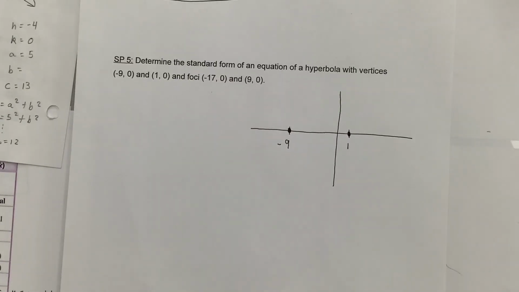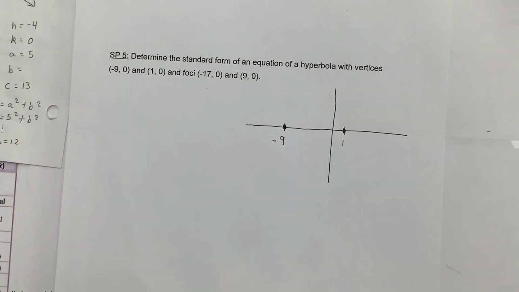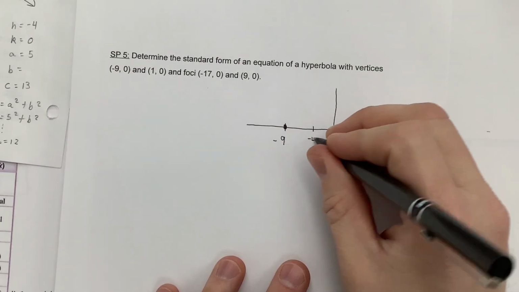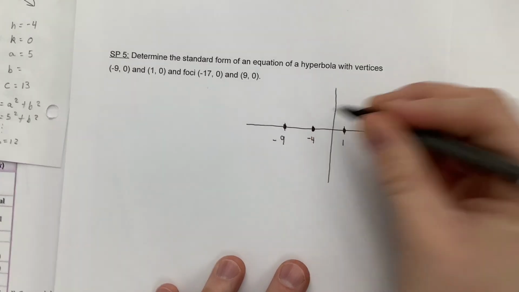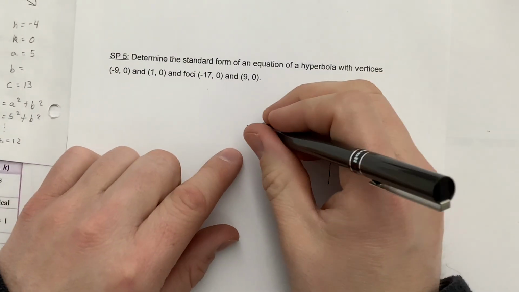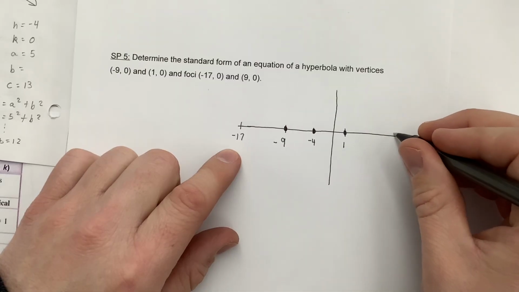Those are our vertices. Could we find the center point now? Yeah. Where's that going to be at? Yeah, it is going to be a -4. Our total distance between these 2 points is 10, so half that is 5. 5 units away from each of those is -4. So there's our center point. That's good. Foci, -17 and 9.